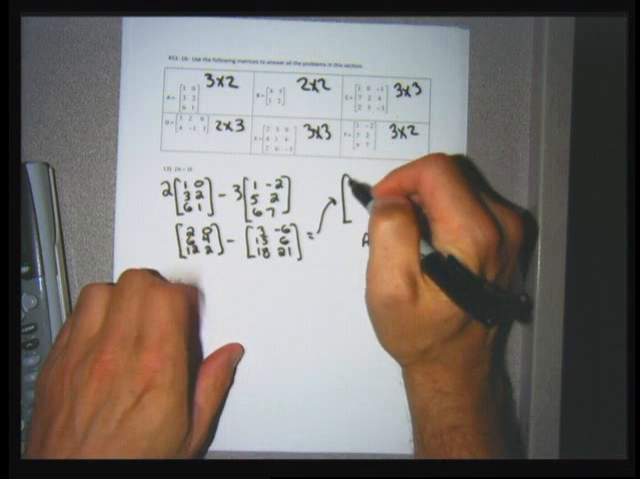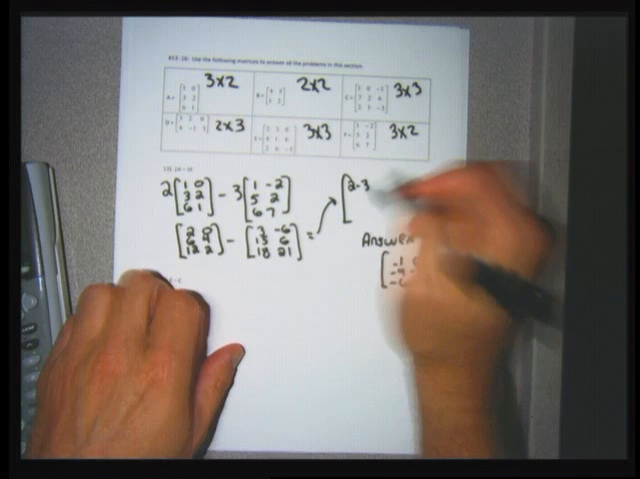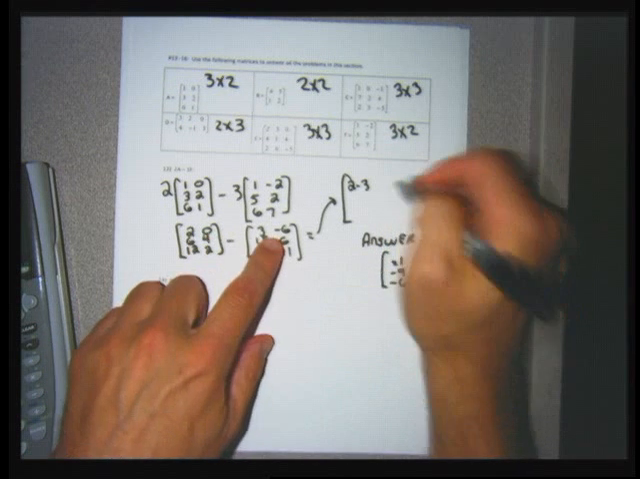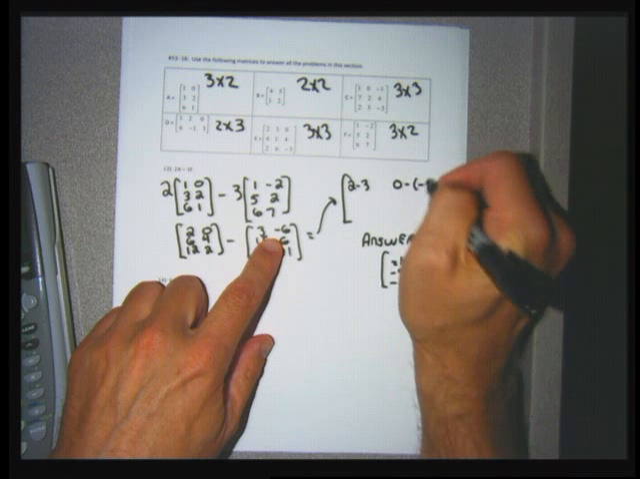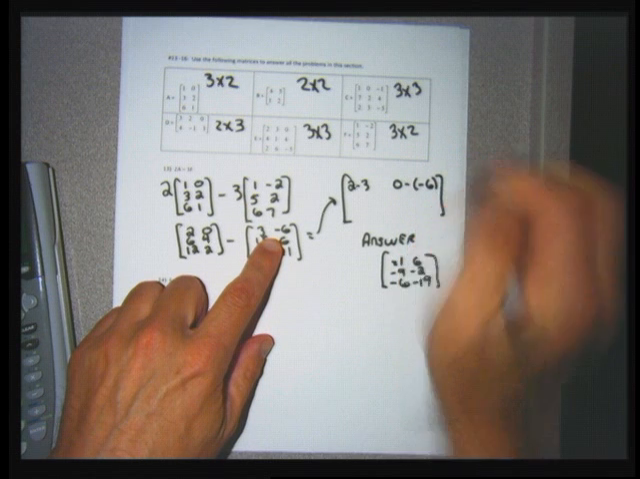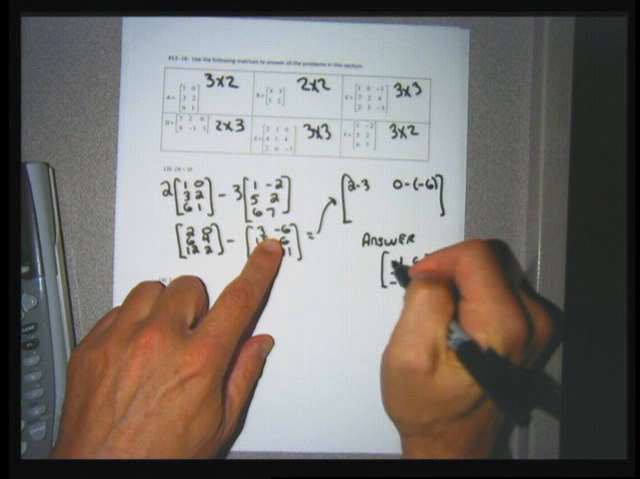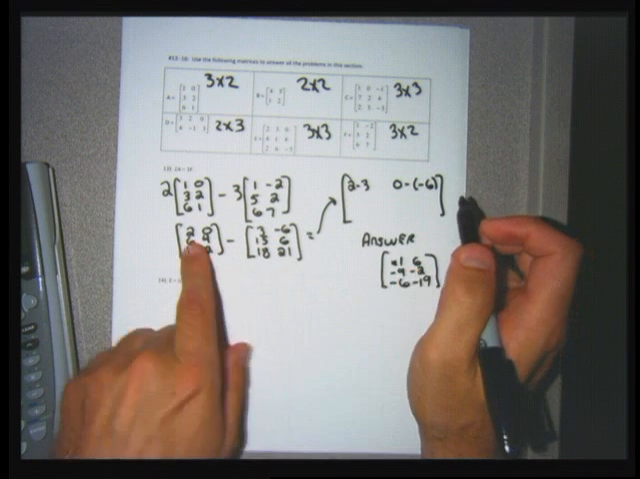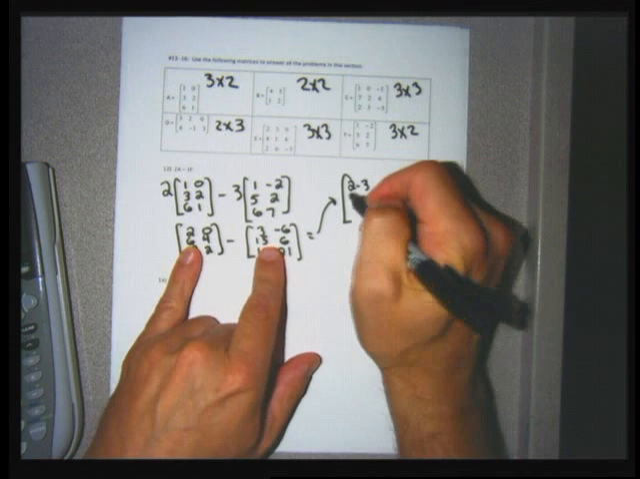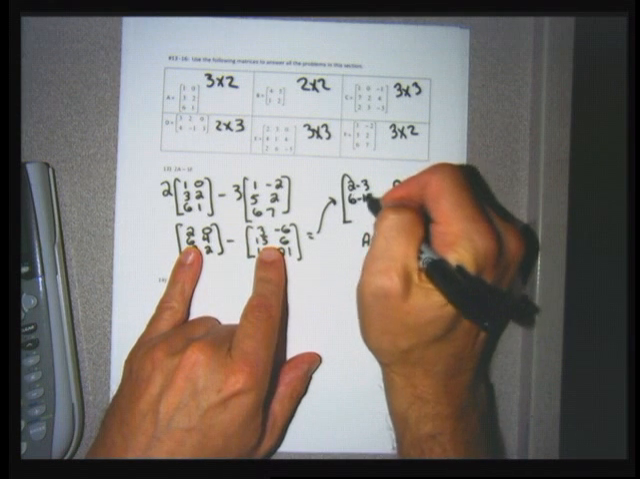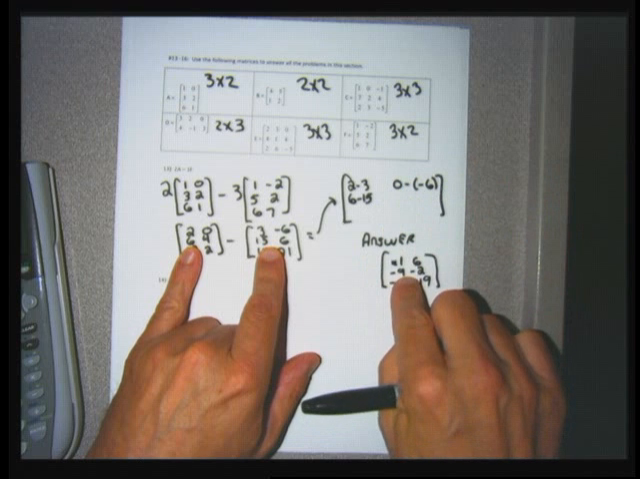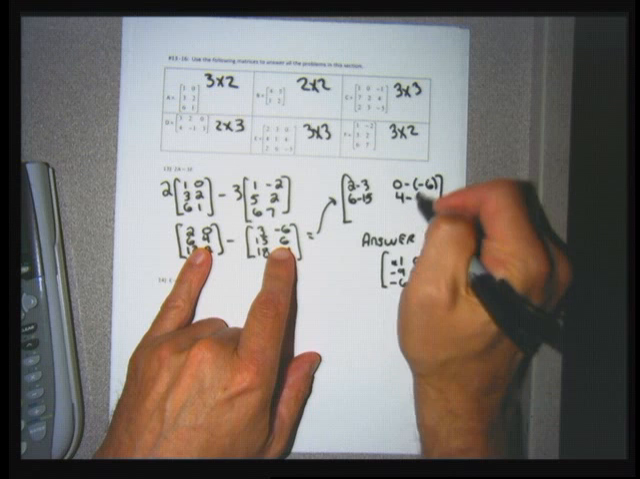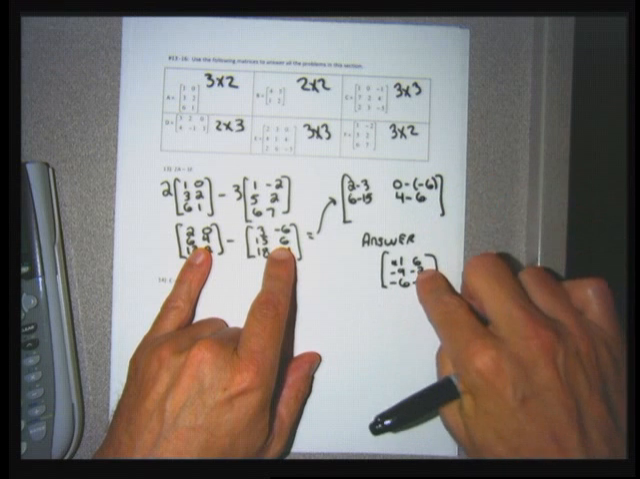Upper left is going to be 2 minus 3, which is going to be the -1 part of my answer. Upper right is going to be 0 minus -6. That double negative is going to go positive. That's going to give me the 6 part of my answer. So that my top row of -1 and 6 is correct. Next, I'm going to do 6 minus 15. 6 minus 15 is a -9, which is part of my answer already. Then 4 minus 6, just subtracting the pieces in the same spot. 4 minus 6 is -2.